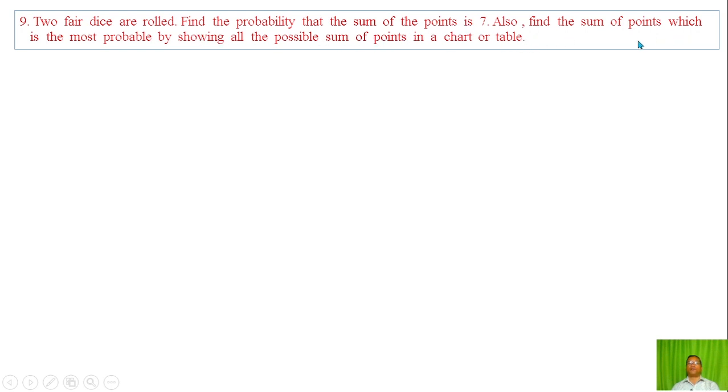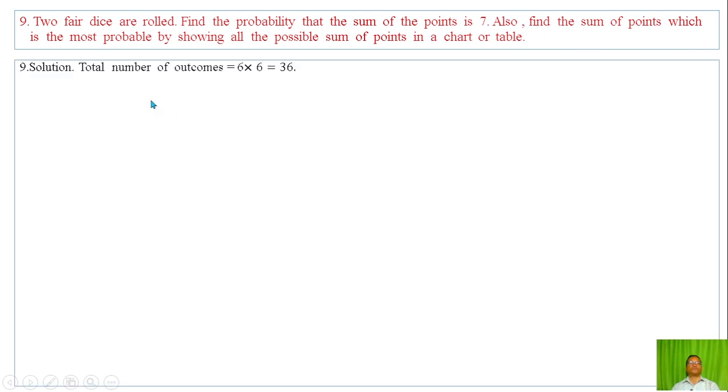Also find the sum of the points which is the most probable by showing all the possible sums of points in a chart or table.